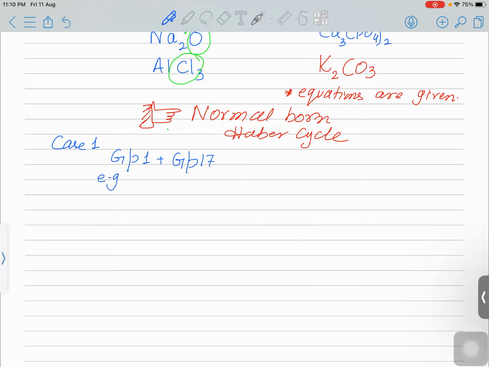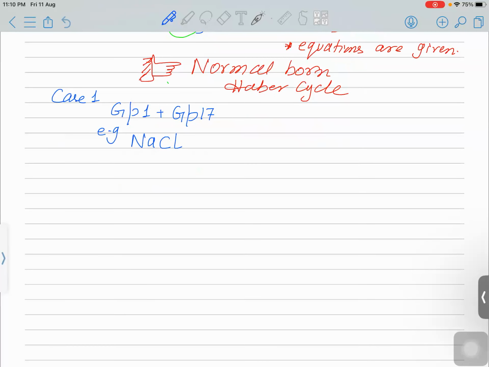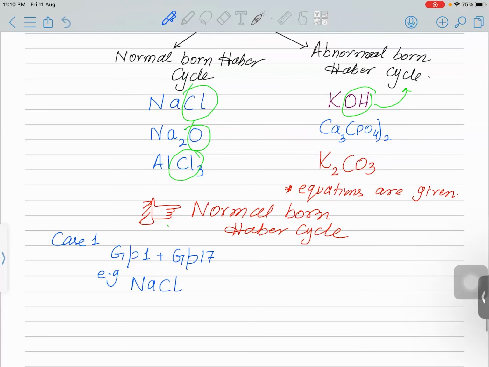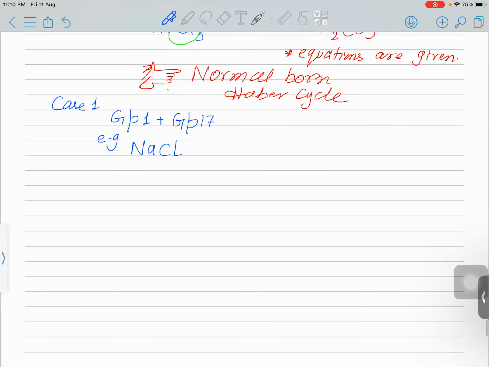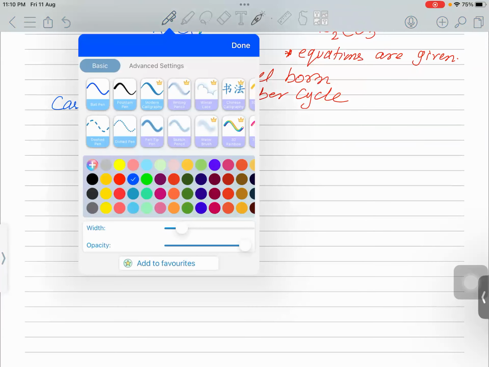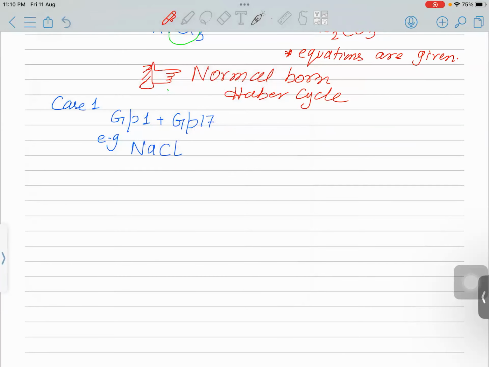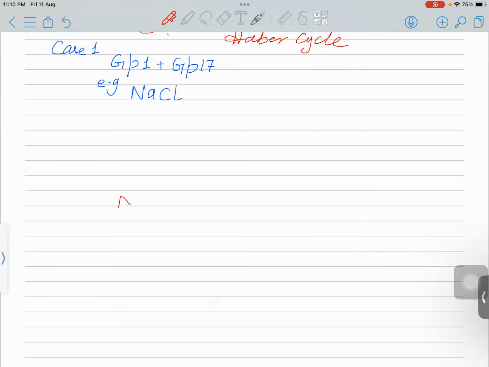Example, sodium chloride. Now, Fahim, can you tell me the name of the cation present in NaCl? Cl minus. Cation. Okay. Na plus. So write Na.